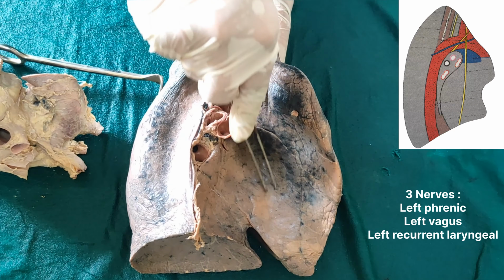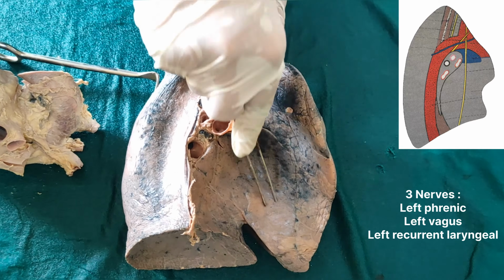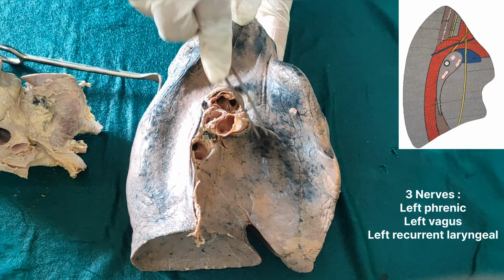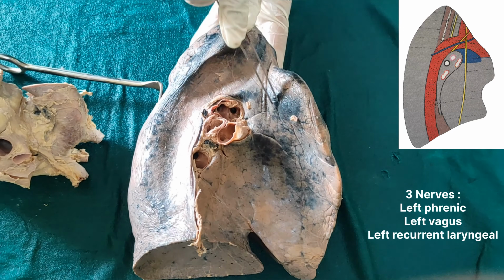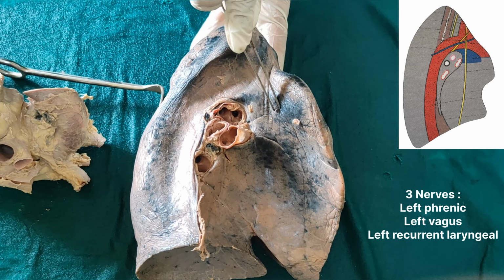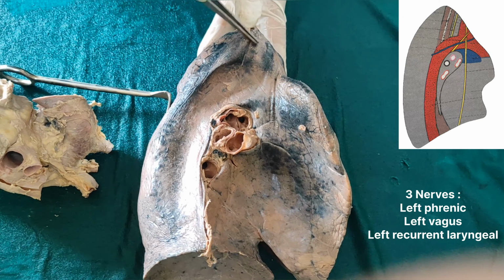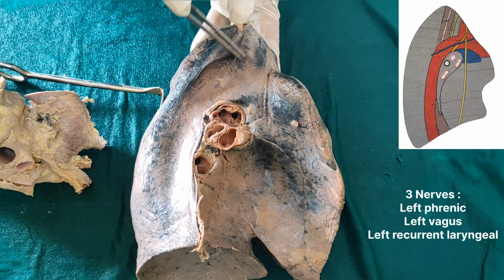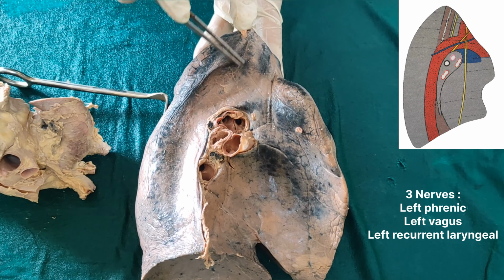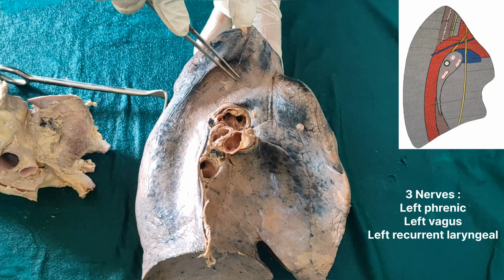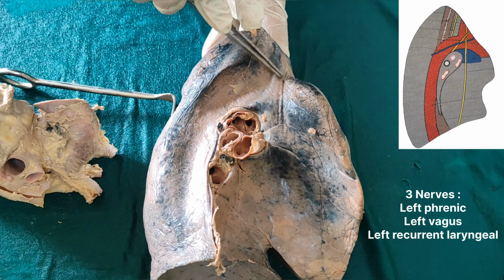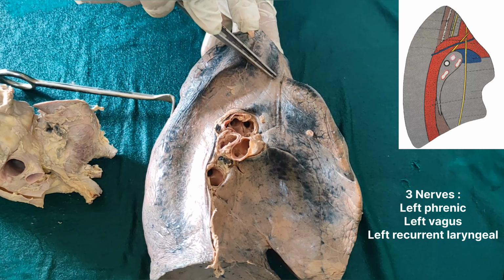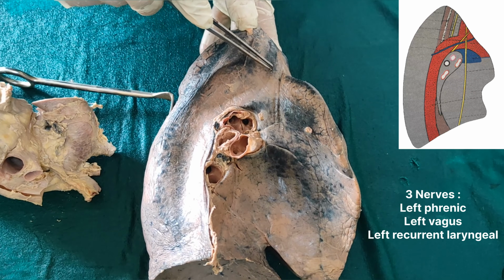There are 3 nerve impressions present. At the level of the cardiac impression, there is an impression of the left phrenic nerve. At the level of the esophageal impression, there is an impression of the left vagus nerve. At this level, there is another impression also present, the left recurrent laryngeal nerve.